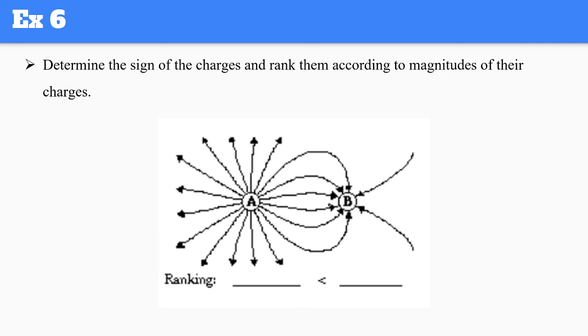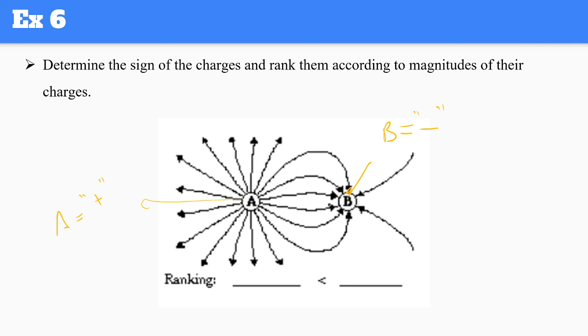So let's look at this one, determine the sign of the charges, and rank them according to the magnitudes of their charges. Here we don't have positive or negative labels, and we don't know their values. The number one thing we know is that negative charges are the selfish ones, so they have all of the field lines toward themselves. So we can see that B is a negative charge, and A is sending everything out, so A is a positive charge. We know that for sure.